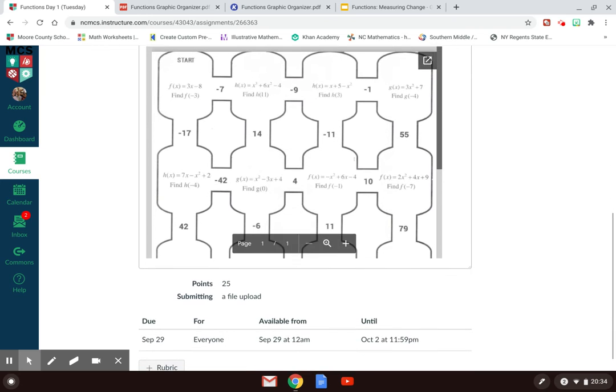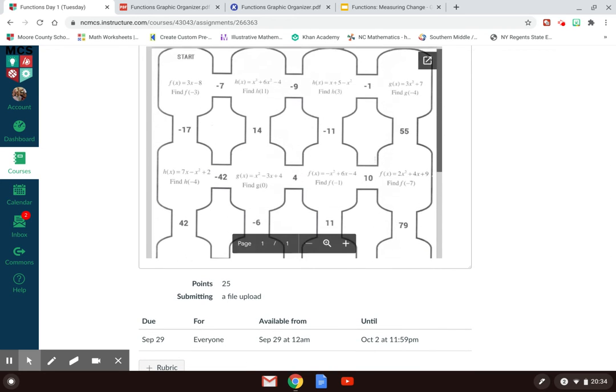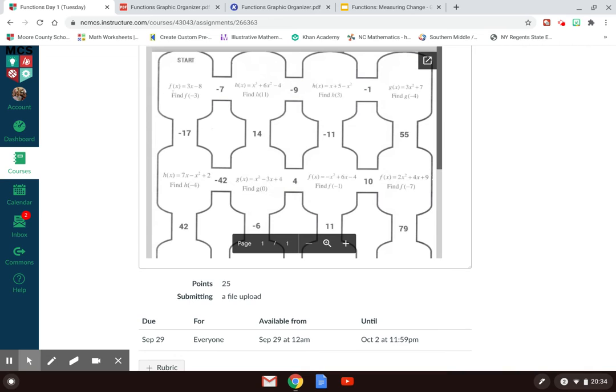And you're going to go from, like always, start to finish. Okay, so notice how each of these has function notation, how it says f of x equals 3x minus 8, find the f of negative 3. And what that basically means is every place that you have an x in your function, you're going to input the negative 3.